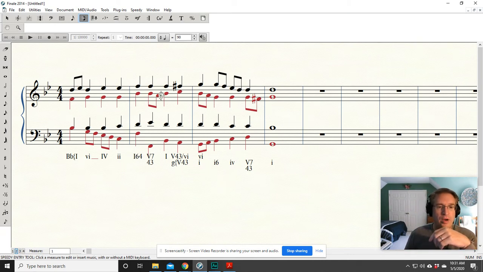Now, you're looking here on the screen at an example of a modulation. It's real messy. I get that. Let me explain it. First, let me play it for you. This is what it sounds like.